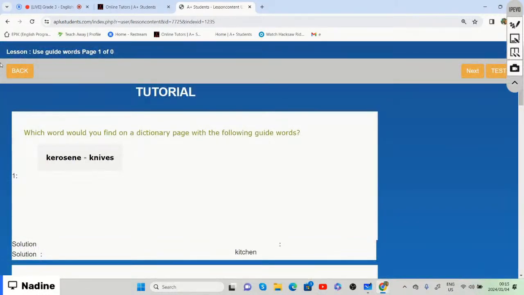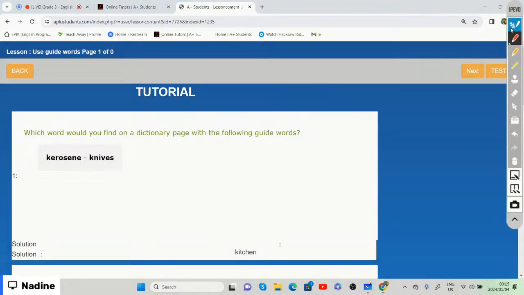All right, so now we're going to look at a few guide words, right? It says, which word would you find on a dictionary page with the following guide words? So here they're giving us two guide words, which are kerosene as well as knives, right? So this is the guide words. Remember, this is the first word that will appear on a dictionary page, and this will be the last word.